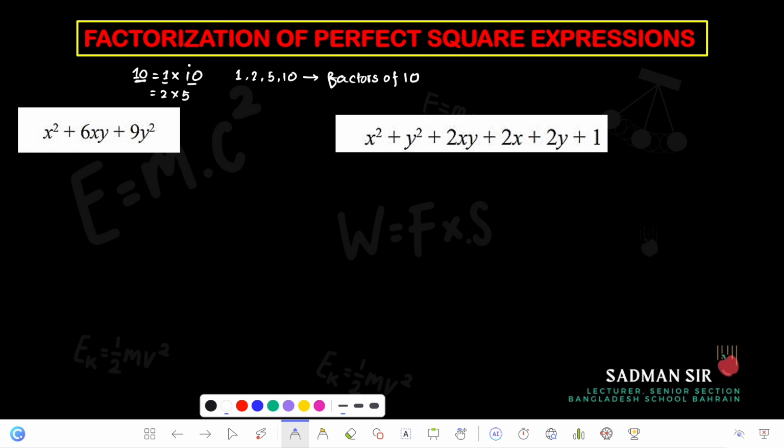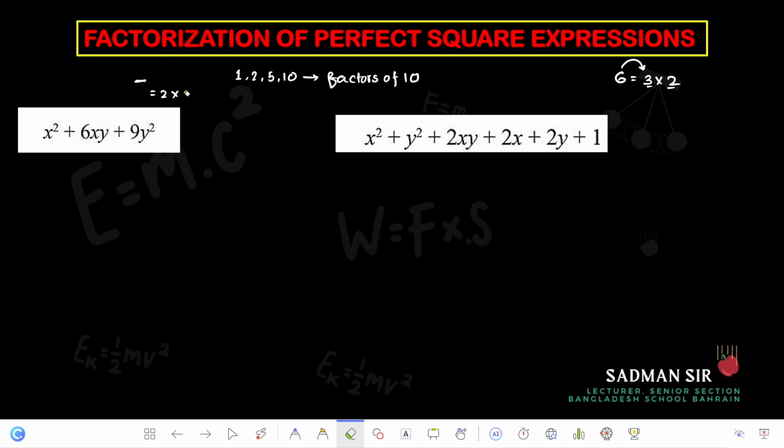factorization. For example, 6, if I write it as 3 into 2, definitely 3 and 2 are factors of 6. Now I have broken down 6 into its factors. This process of writing any expression or number as a product of its factors is called factorization. This factorization can be done in many ways, and one of the processes we are going to discuss in today's video.